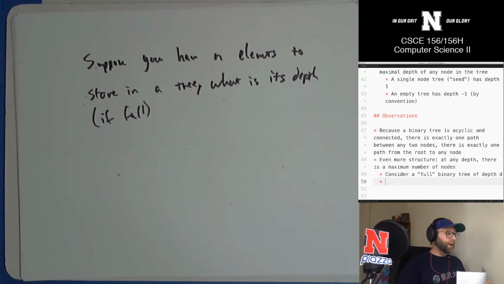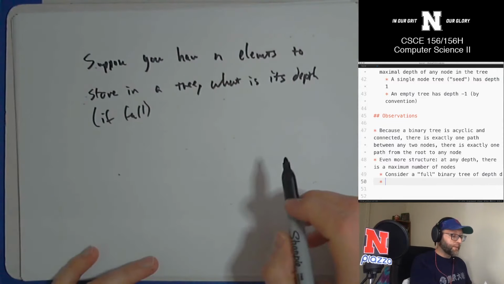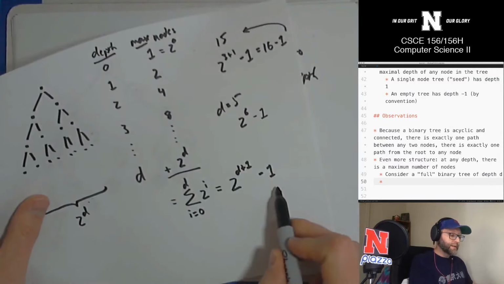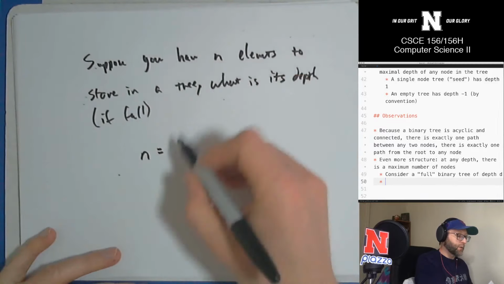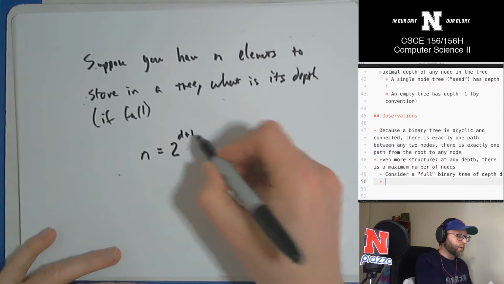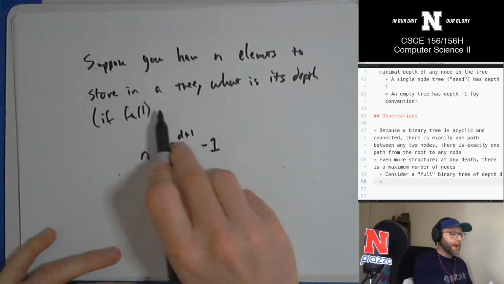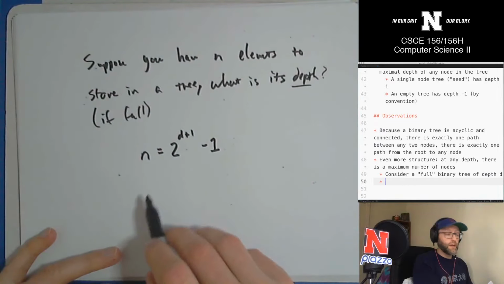But the point that I want to get across here is, if it's full, then what's its depth? I'm going to suppose that I have n elements. N elements, that's what I start with. And if it's full, then it's roughly going to be 2 to the D plus 1 minus 1. Now, to answer the question of what's its depth, all I need to do is solve for D.